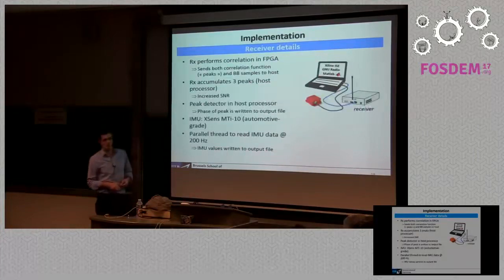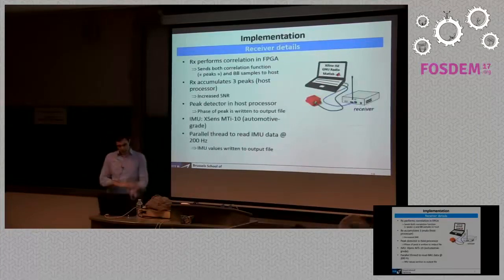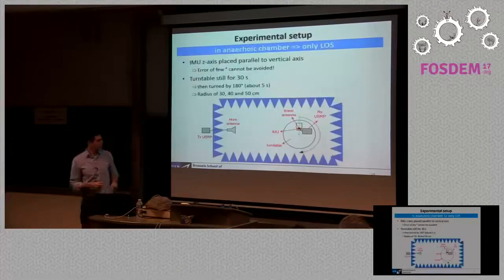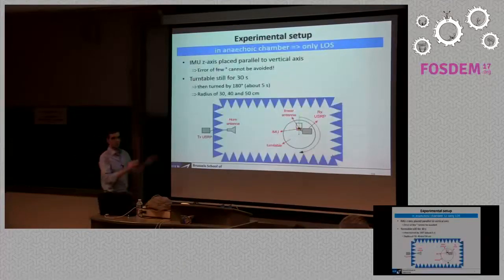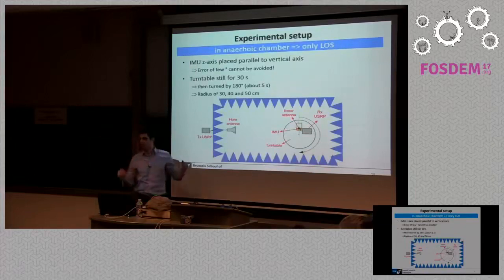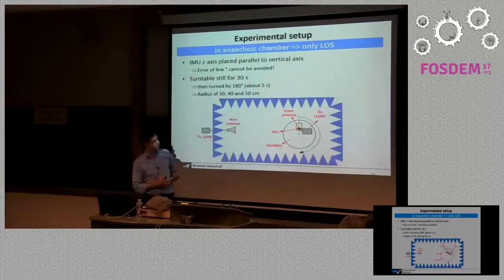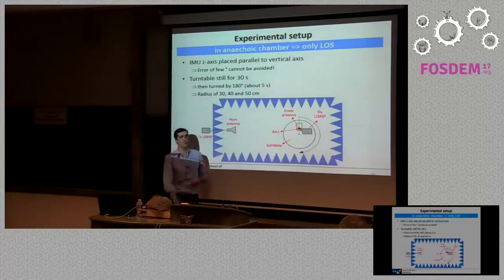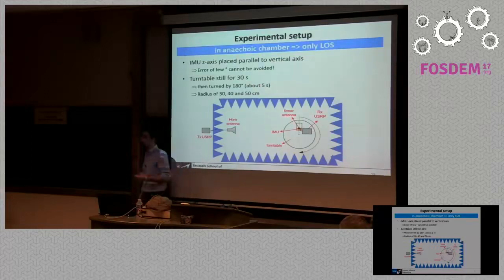So the IMU is reading data at a fairly low rate compared to our radio, and that's it. So how do we do the experiment to test out if all this theory actually works? Well, we go to an anechoic chamber to do some very clean, controlled environment experiments. First, we don't have any multipath, so that's always nice when you want to try something out for the first time.